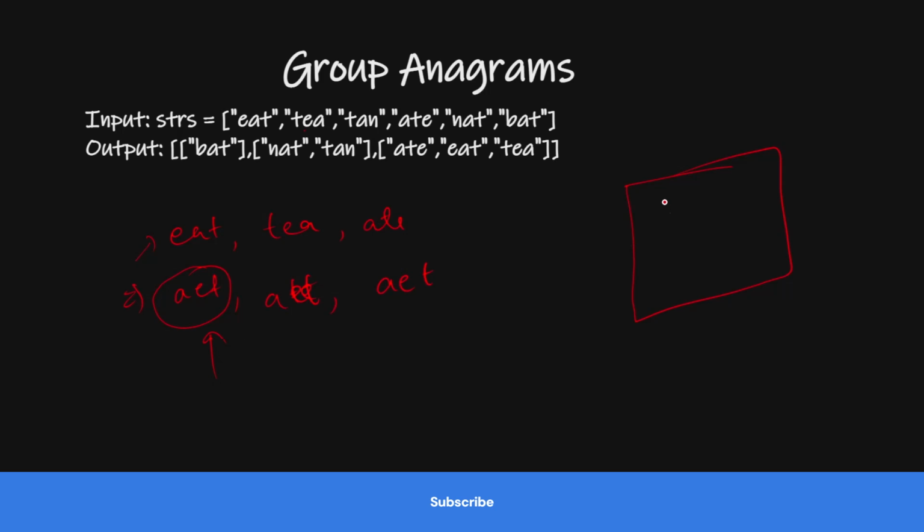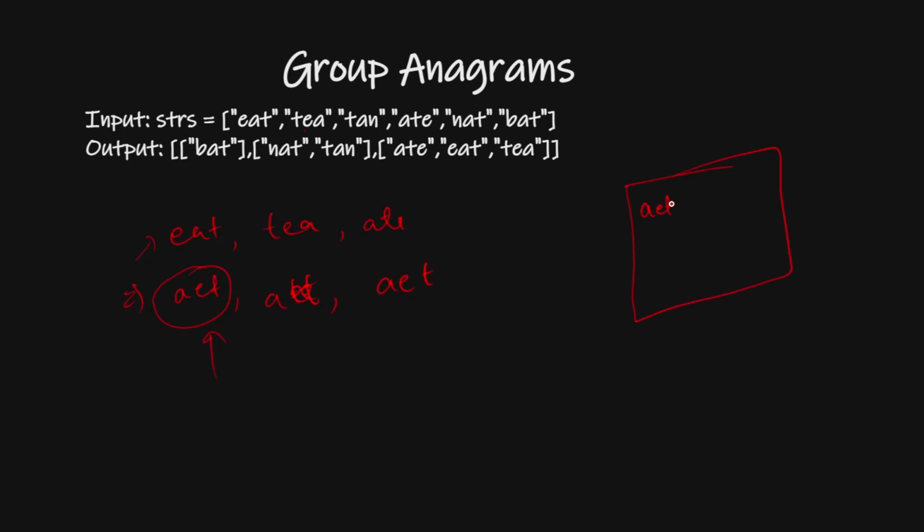So how do I use this as a key? I will make this AET here, and as the value I will use a vector. In that vector I will store the original strings. First of all I am sorting, so all of them will have the same sorted string. Under this key I will store EAT, TEA, and ATE. Similarly, the key ANT will hold TAN and NAT, and my bat will have the key ABT.